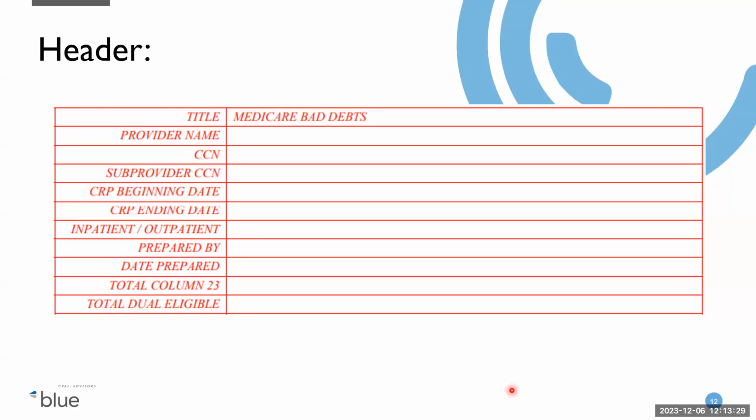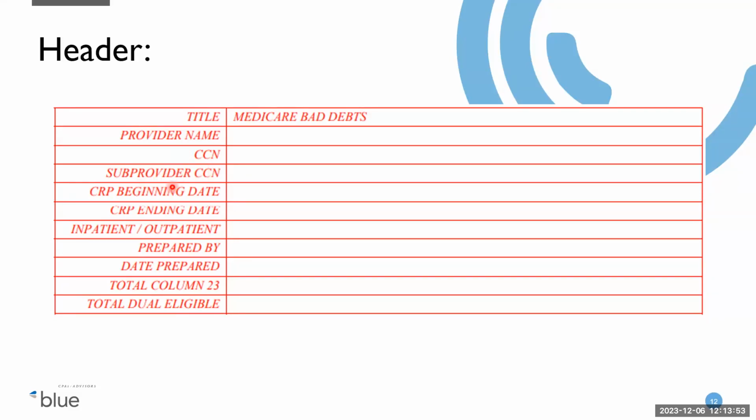So the first thing is the header. This is new that they're requiring. It's very easy, but it does need to be at the top of every single tab you have. So the title is always going to say Medicare bad debt. You've got your provider name, that would be the main hospital. CCN, this is going to be the main hospital's provider number.